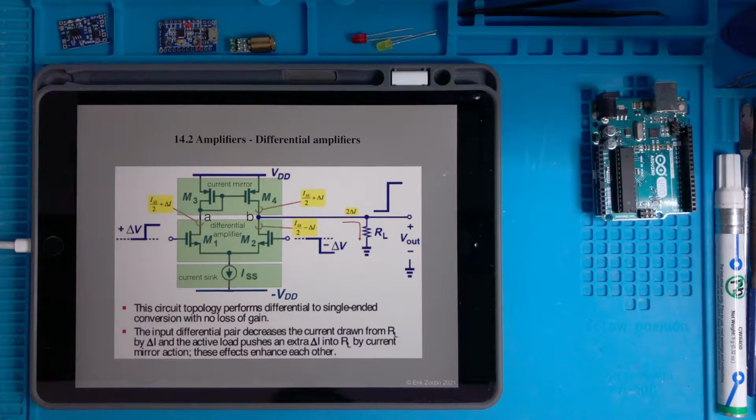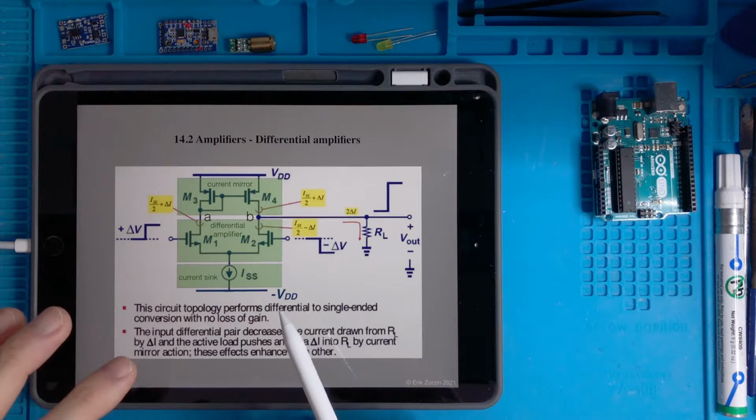Good. So now we understood this current mirror circuit and we want to use it in order to create the so-called differential amplifier, which is a piece of what is called the operational amplifier. So let's discuss this schematic diagram we have here.